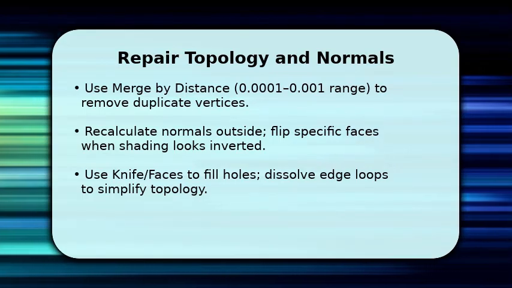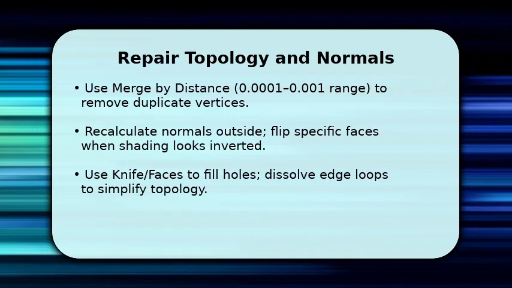Start with merge by distance at a small threshold to collapse duplicates. This removes invisible overlapping verts that break smoothing. Then recalculate normals outside to correct shading. If some faces look wrong, flip them individually.